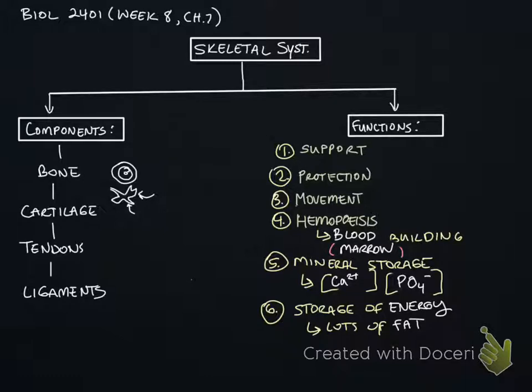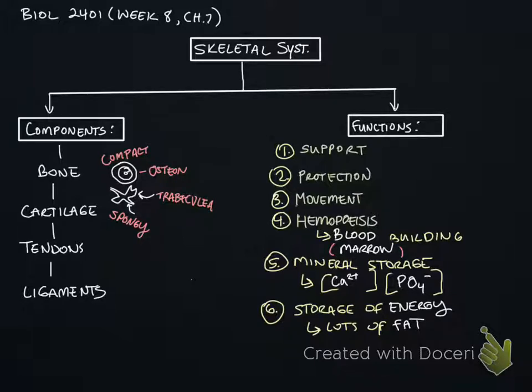And you have compact bone, which is basically the outer bone, and the functional unit of compact bone is the osteon. And we'll also talk about spongy bone. And spongy bone is basically the inner bone, and it's made up of these little spicules or trabeculae. And we'll talk about cartilage, tendons, and also ligaments.